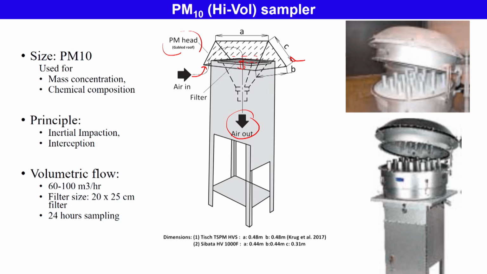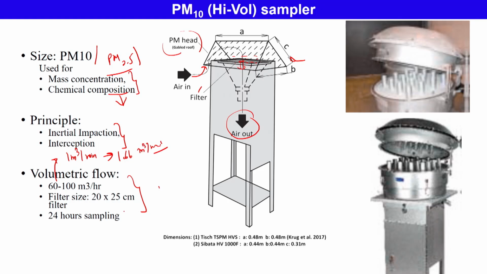This kind of sampler is used for mass concentration and PM composition. You can do PM10 and PM2.5, which are very common, and you can also do chemical composition measurements. The principle is inertial impaction and interception of the particles. As I said, you can calculate that 60 meter cube per hour means 1 meter cube per minute, so 100 meter cube per hour will be 1.66 meter cube per minute.